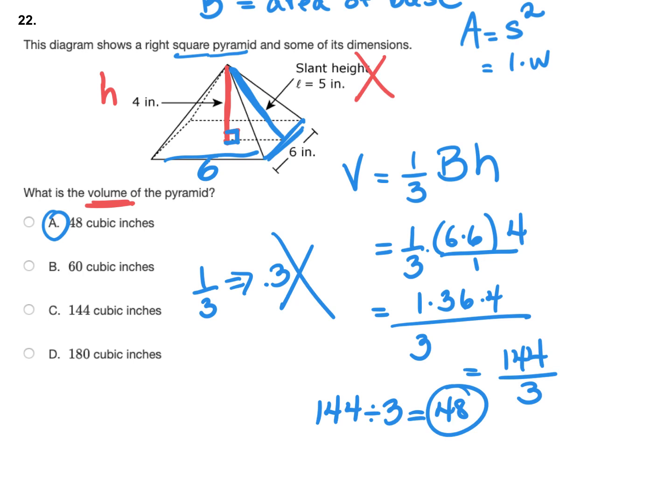So that is why, for the most accurate answer, we just multiply the area, 6 times 6, times the height, which is 4, and our last step is always to just divide by 3. That will give us the most accurate answer.